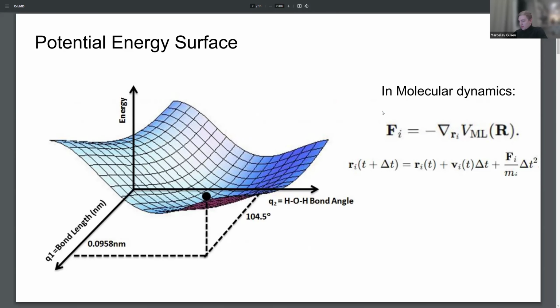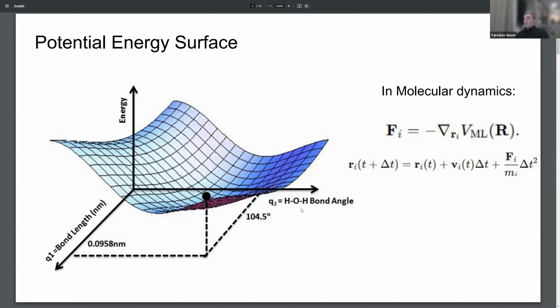Basically, data scientists who develop machine learning models in the area of physics mostly target potential energy surface modeling, which is a powerful tool for the description of molecular systems. It is just a function of the potential energy with respect to the atomic configuration.